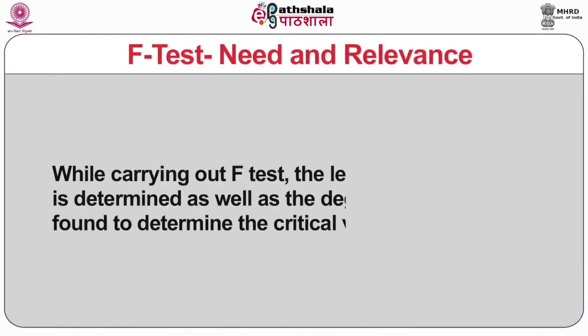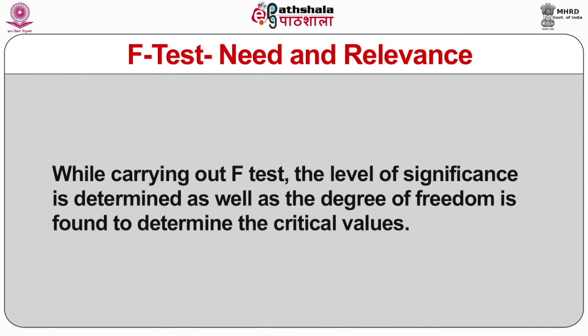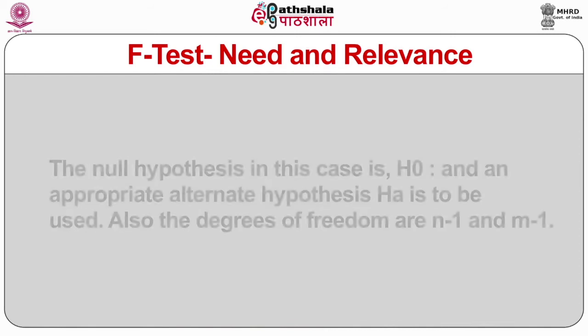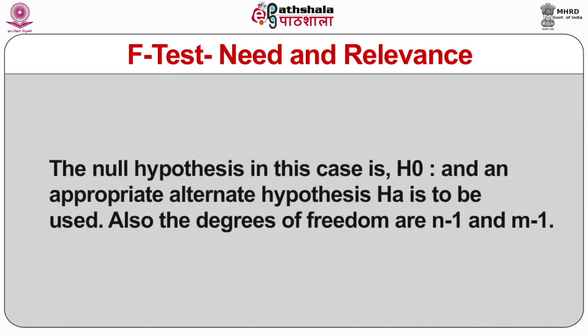In case the population is not normally distributed, F-test may not be used. Instead, alternate tests like Bartlett's test may be used in its place. Generally, the comparison of variance is done by comparing the ratio between the two variances. If ratio equality is noticed, in this case, the variances are said to be equal. While carrying out an F-test, the level of significance is determined as well as the degrees of freedom are found to determine the critical values. The null hypothesis in this case is H0 and an appropriate alternate hypothesis is to be used. Also, the degrees of freedom are n-1 and m-1.